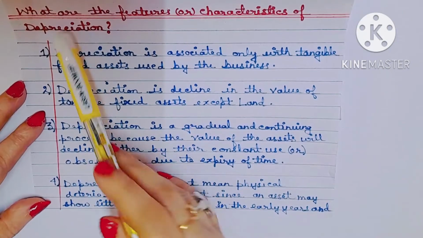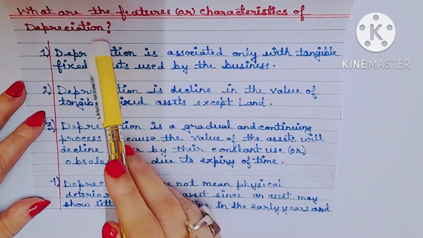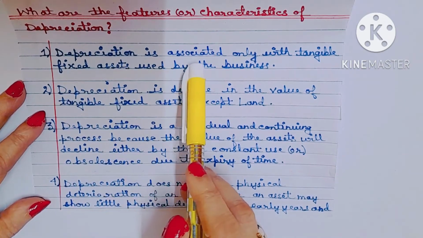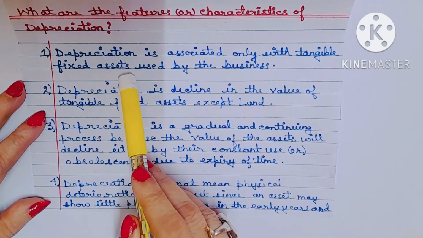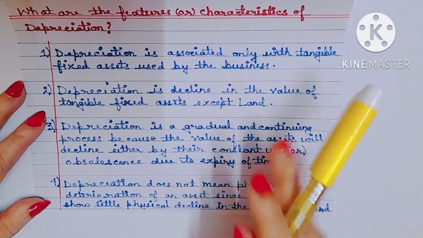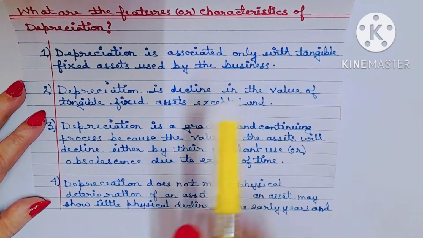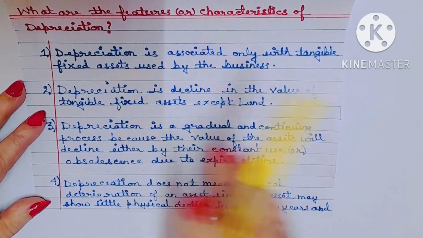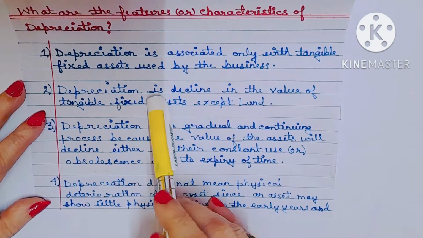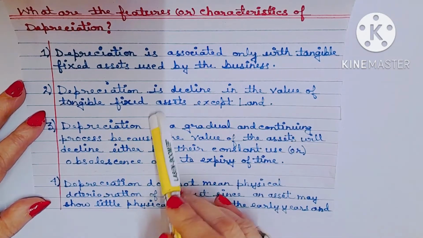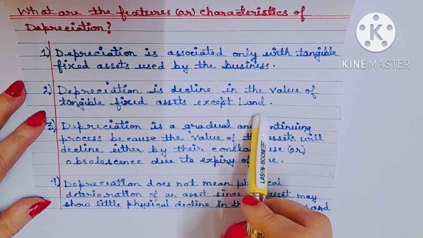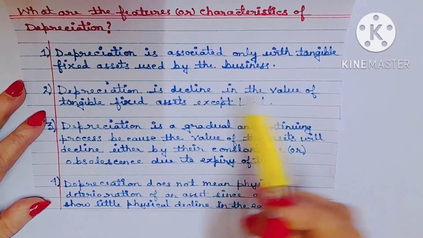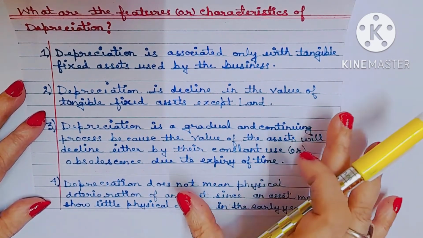What are the features or characteristics of depreciation? Number 1, depreciation is associated only with the tangible fixed assets used by the business. Okay, depreciation is associated only with tangible fixed assets. Number 2, depreciation is decline in the value of tangible fixed asset except land. We already saw that depreciation means declining in the value of the tangible fixed assets except land.